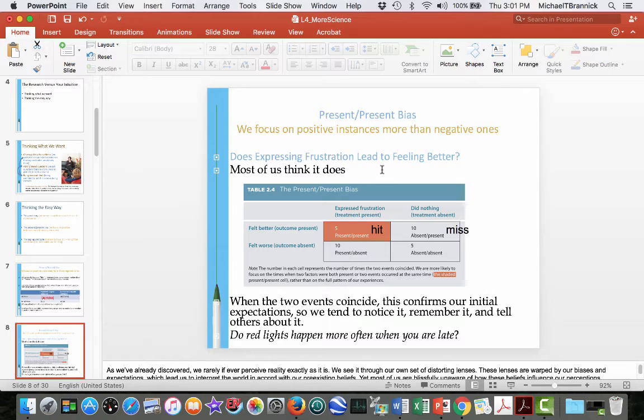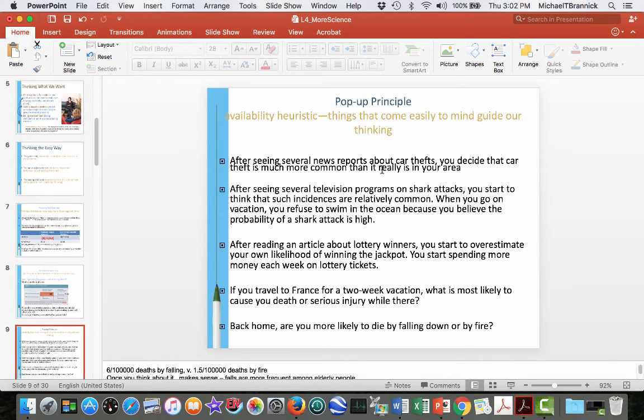So do red lights happen more often when you're late? Probably, if you're like me, you think they do. And I've got to ask you, does the light know that you're late and specifically try to frustrate you? Well, you might think so too, but no, a red light doesn't actually know whether you're late or not. We just notice the red lights when we're late, and so it seems like they're more common or more frequent. There's an association between being tardy and hitting the red lights. So that's all present-present bias.